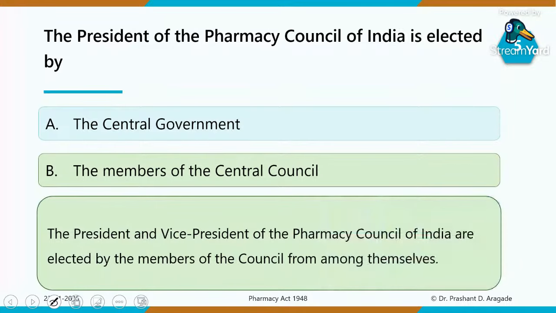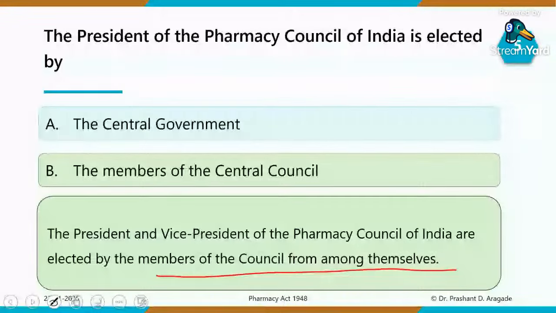So we have seen the constitution of Pharmacy Council of India: elected members, nominated members, and ex officio members. They have formed the Central Council, and the members of Central Council are going to elect the president and vice president from among themselves. So the president and vice president should be members of Central Council. So the president of PCI is elected by the members of Central Council, or members of PCI, you can say also, no issue, because Central Council is also called PCI.